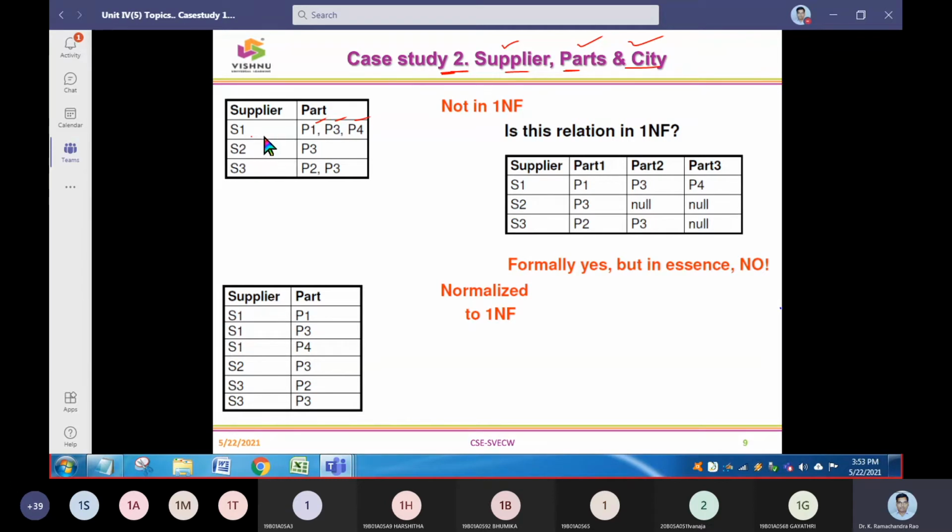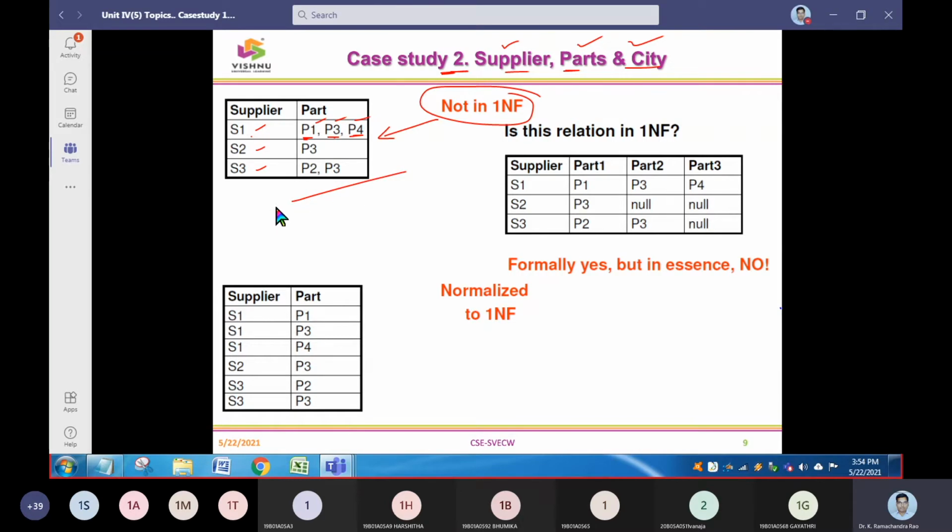Okay. Now in this table, you can see that S1 is a supplier, S2 is a supplier, S3 is a supplier, and S1 is supplying part 1, part 4 and part 3, separated with commas. So we can say this table was not in first normal form.